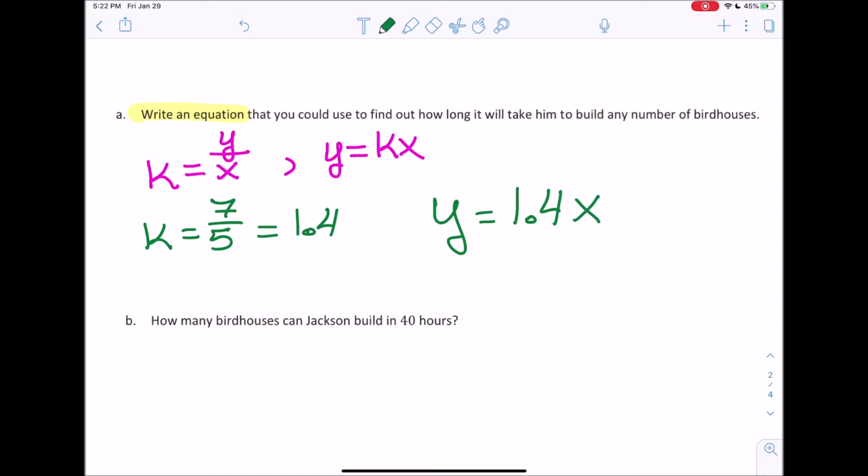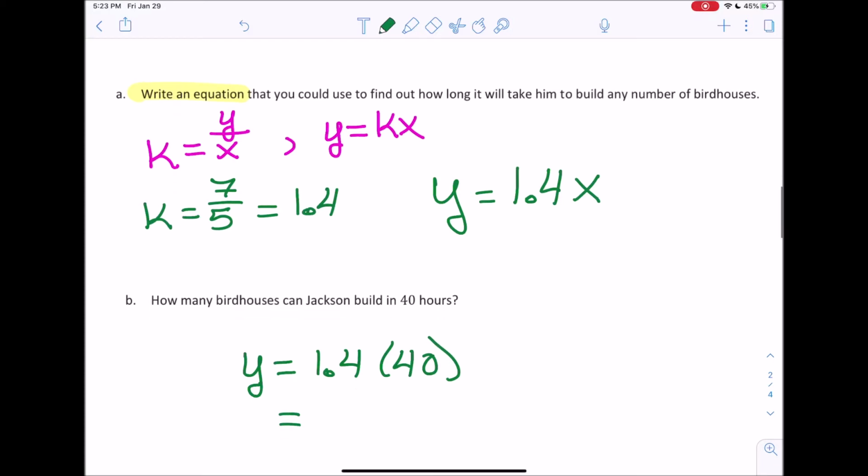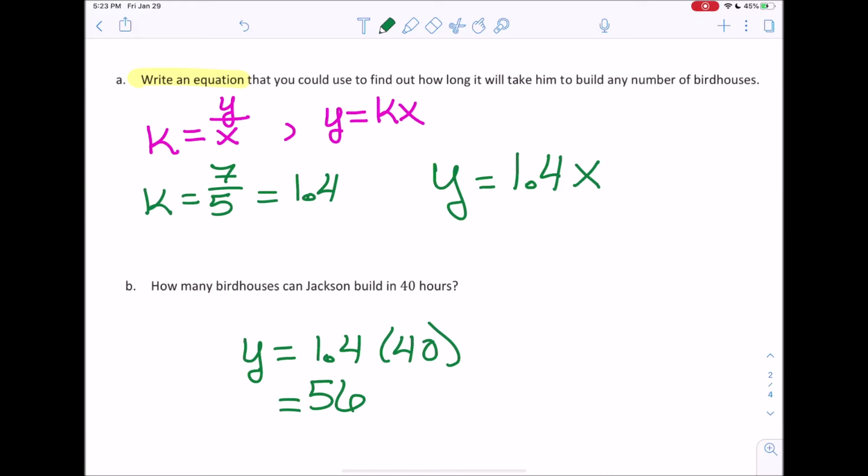Okay, well, here's the deal. All we have to do is plug in 40 for x, and that will tell us how many birdhouses he can build. So y is going to equal 1.4 times 40. And we get 56. So that means in 40 hours, Jackson can build 56 birdhouses.